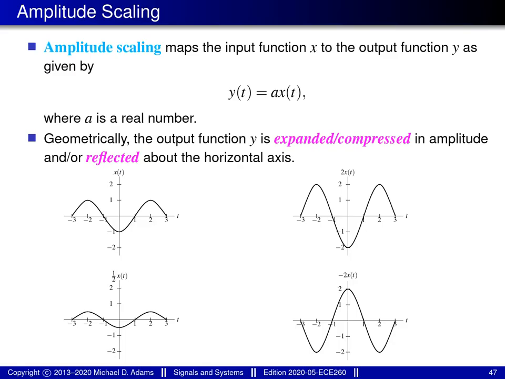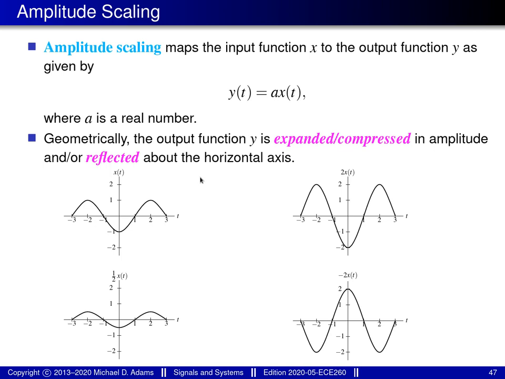Now that we've spent quite a lot of time talking about independent variable transformations, I'm going to switch topics and talk about dependent variable transformations. So the first type of dependent variable transformation that I'd like to introduce is what's known as amplitude scaling. An amplitude scaling transformation maps a function x to the function y, where x and y are related by an equation of this form, where the constant a is a real number. So all we're effectively doing in this type of transformation is just multiplying our original function by a constant.